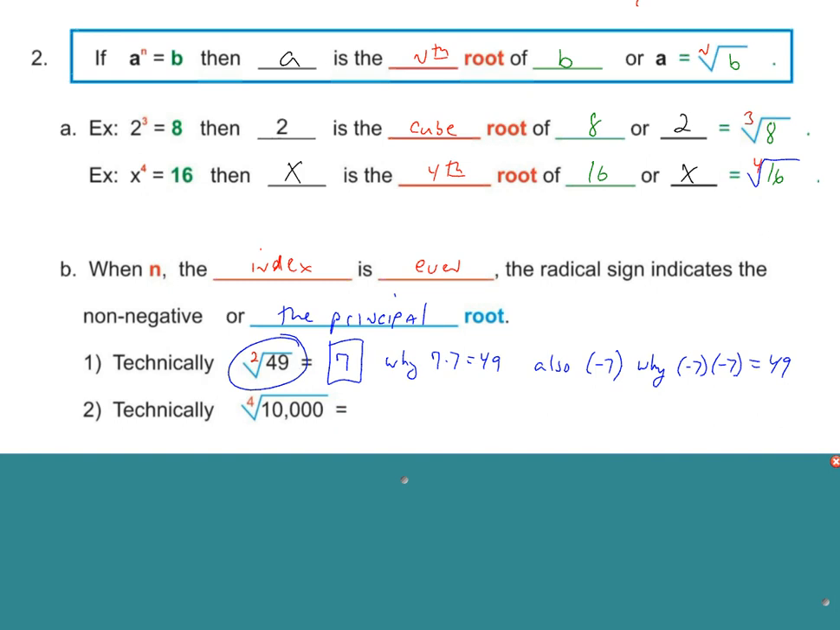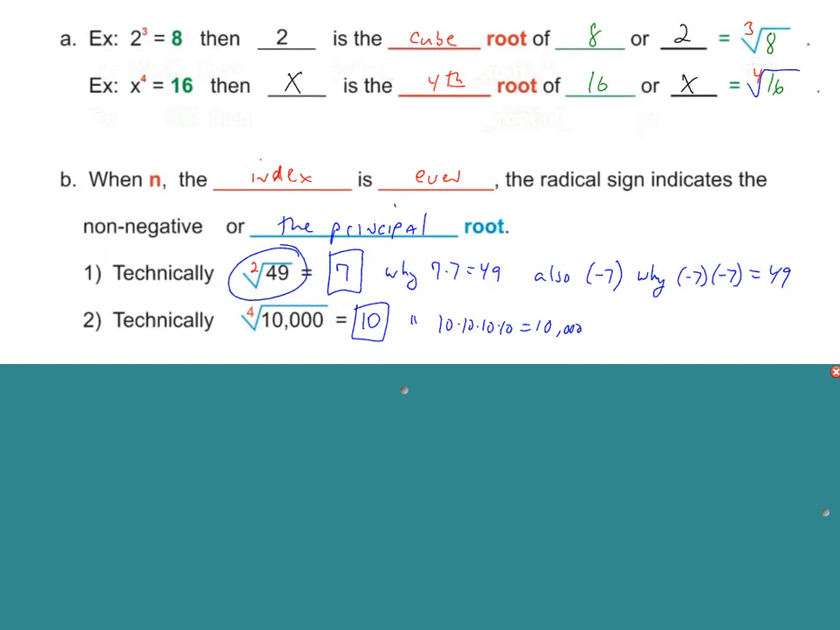All right, so when we have the 4th root of 10,000, we're asking what number times itself 4 times equals the radicand? And the answer to this is 10. Why? Because 10 times 10 times 10 times 10, 10 times itself 4 times, is indeed 10,000. Okay? But the answer is 10. Principal root solution. Technically, negative 10 is also true, because negative 10 times itself 4 times is also 10,000.